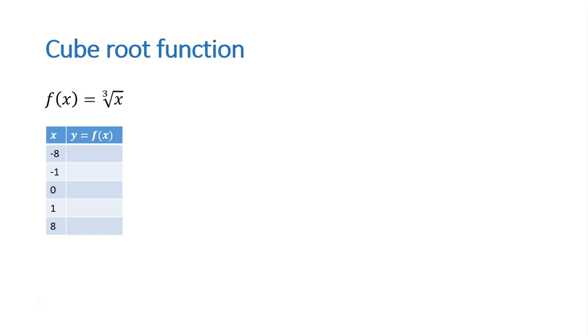So if we take the cube root of -8, the number we multiply by itself 3 times to get -8 is going to be -2. -2 is the cube root of -8. We get a -2, a -1, and then 0, 1, and 2.